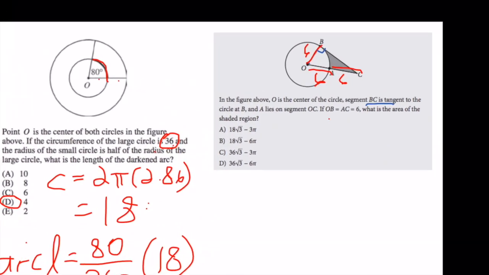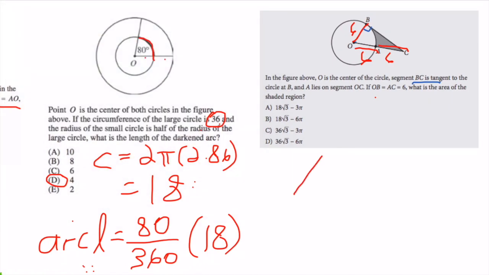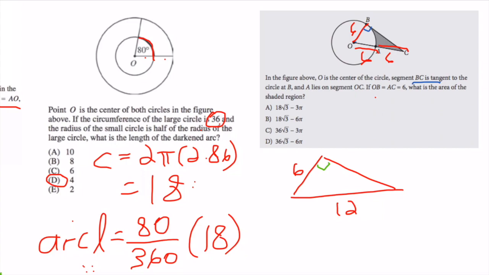So I'll simplify that and draw it out. So I have here, here, and here. This is 12. This is 6. And this is 90 degrees. So first thing I need to do is find this unknown side. We'll call it x.